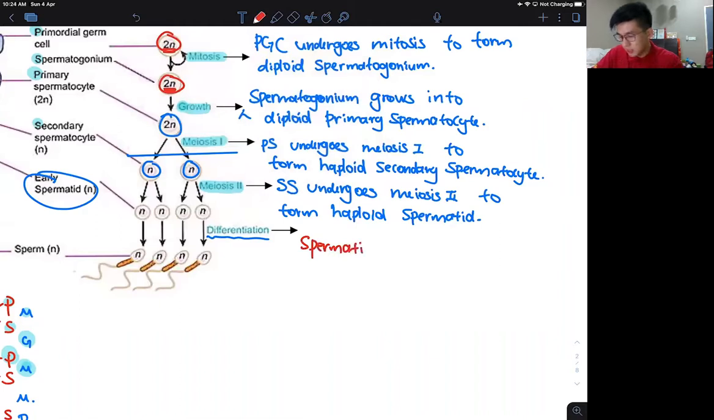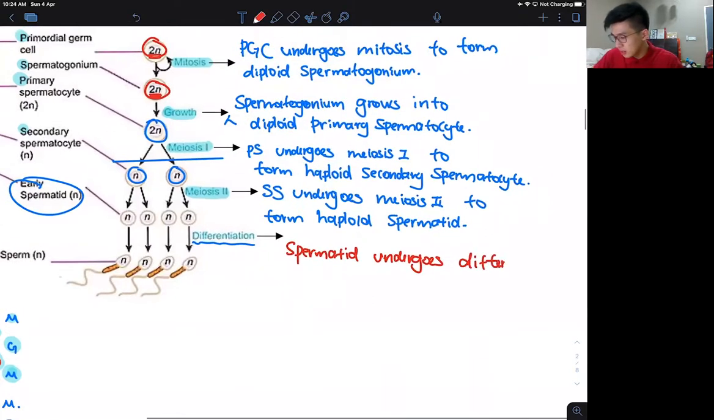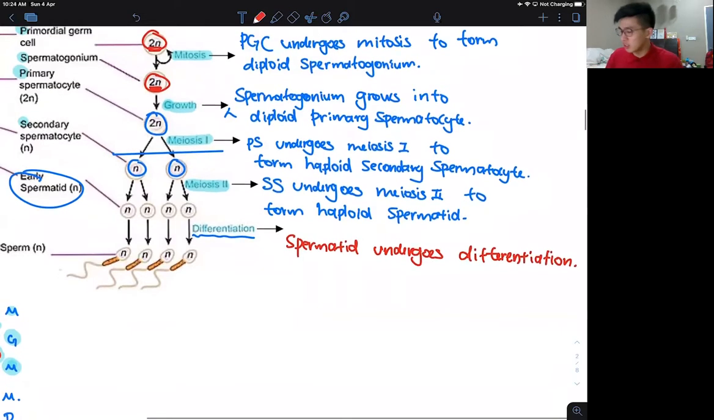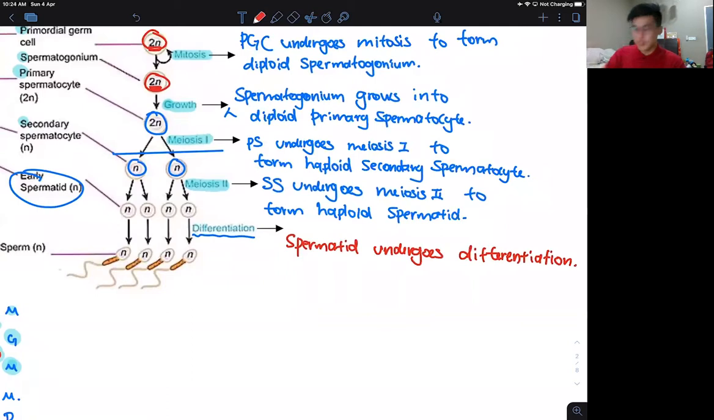Spermatid basically now undergoes differentiation. This differentiation is different from the one used in Additional Maths. So in Additional Maths there's also differentiation, but it is not the same. Differentiation here basically means forming a tail to become a sperm cell. And that's how guys produce sperm.